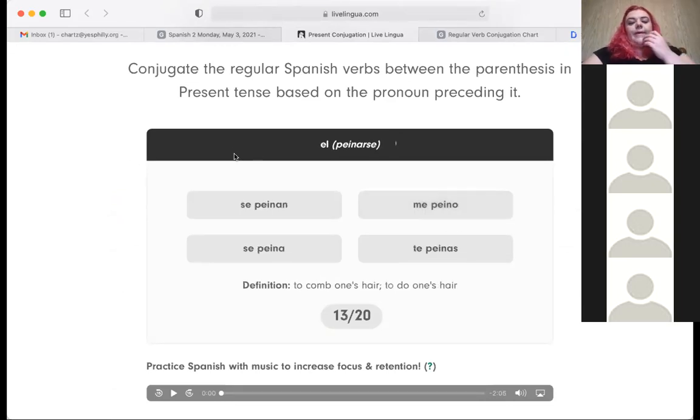Okay. And this one's kind of the same way. Él is our subject. He. Peinarse is the verb, and it's another reflexive. But like I said, don't worry about that. We're going to focus on the AN. Is it going to be peinan, peina, peino, or peinas? It's él. So is it going to have an AN ending, an A ending, an O ending, or an AS ending based on the subject? It's él.